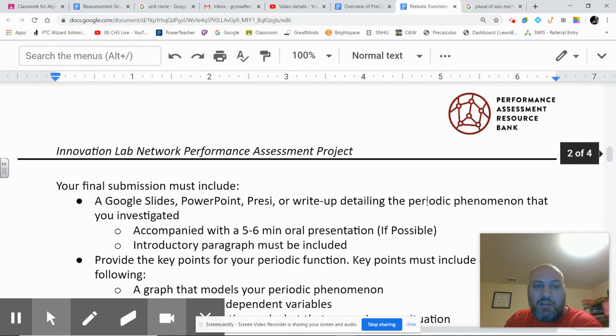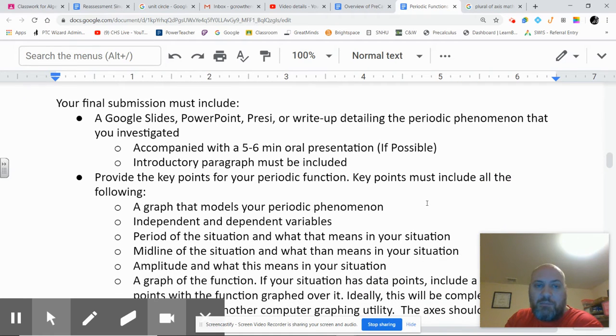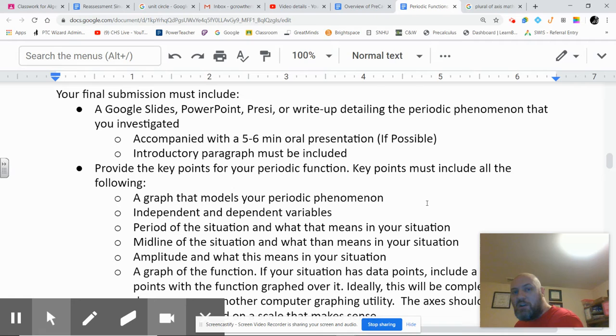So let's get to the bullet points. What your submission must include is either a Google slideshow, PowerPoint, Prezi, or a write-up detailing the periodic phenomenon you have investigated. If possible, and I know we all have technology limitations, we're looking for you to do a 5 to 6 minute oral presentation over the slides, as we can't have you in class presenting. It would be great to hear your voices and your explanation, rather than allow us to read into possible interpretations of what your slides or posters may show versus what is intended.